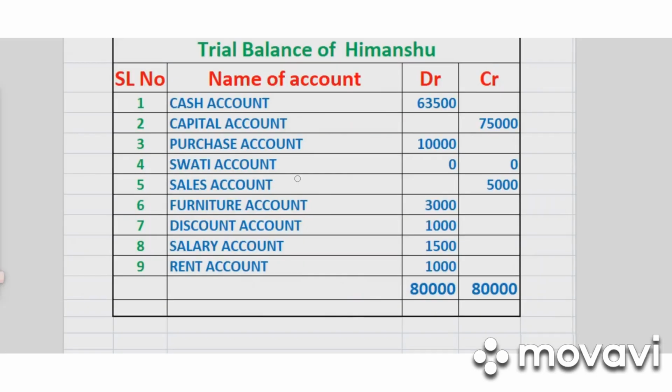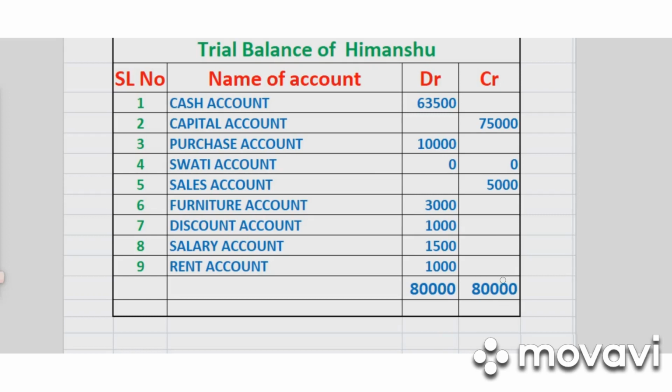Okay, now I have taken all the account balances one by one. The cash account has a debit balance because the debit side was more. The capital account, credit balance because the credit side was more. The purchase account, debit balance. Swadhi's account, there was no balance, so 0 is written. The sales account, credit balance. The furniture account, discount account, salary account, rent account, all have a debit balance, and we have taken all the balances total. See, debit total 80,000, credit total 80,000.